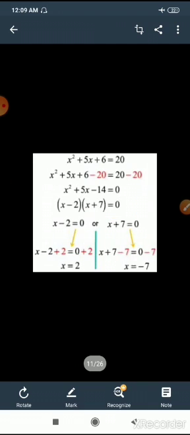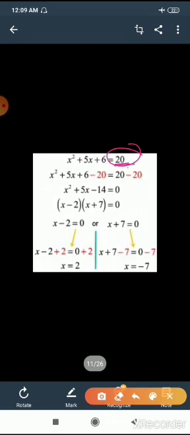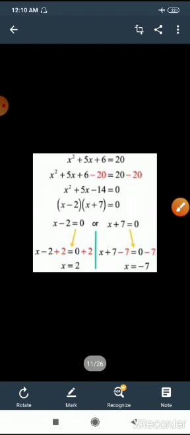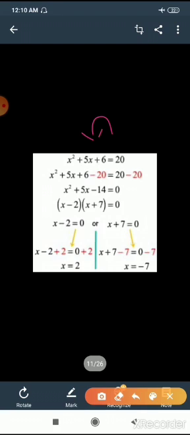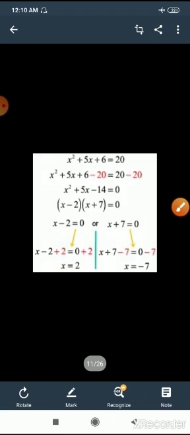This is another example. See here, LHS is not 0, RHS is not 0. Then what do we have to do? We need to make it 0. For that, as it is 20, we need to subtract 20 on both sides. Or otherwise, you can take this 20 to the left hand side. Then it will become 6 minus 20, which is minus 14. Then the factors you can find out.